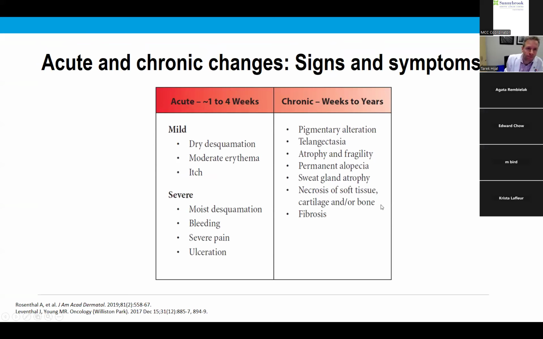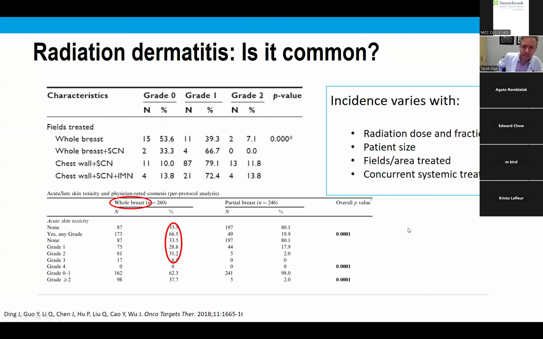How do we see it? Well, radiation skin changes, we see them acute and chronic. So I'm going to call them changes here because it's more than just dermatitis. So acutely, depending on obviously the dose, desquamation, erythema, pruritus, bleeding, ulceration. And long-term, the skin and the subcutaneous tissues can also be affected by radiation, as you can see on the table. And is it common?